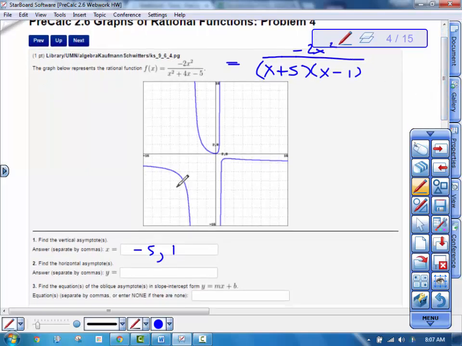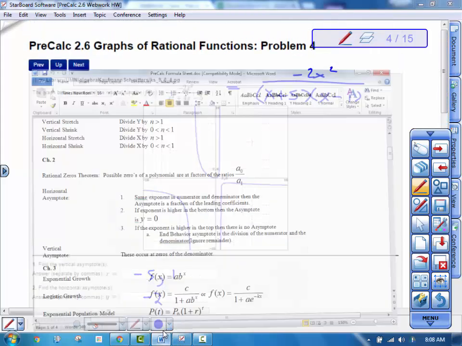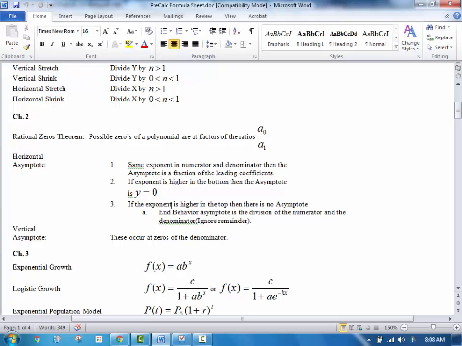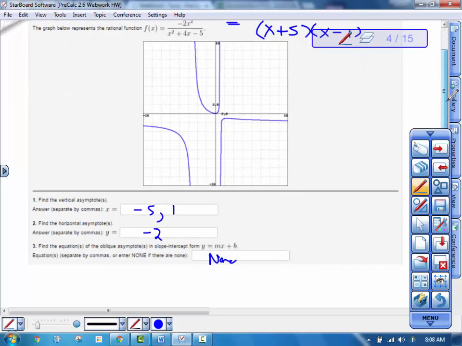Horizontal asymptotes, since the exponent's the same in the top and the bottom, it's a fraction of the leading coefficients. In this case, it is -2, which you can see just back here. And then oblique asymptotes, there is none. There's only oblique asymptotes if the exponent's higher in the top. This is on the formula sheet as well. Then there's an end-behavior asymptote, or oblique asymptote, or a slant asymptote, different words for the same thing. It looks like there might be one for this function, but there's not. So we'll talk more about that in class and in the notes as well.